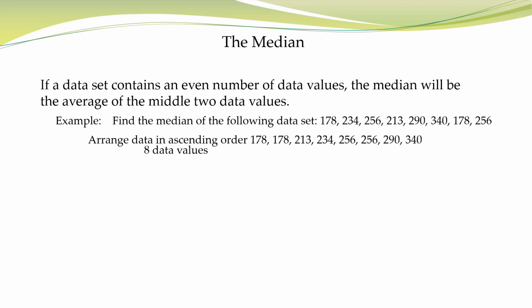There are 8 data values. 8 divided by 2 is 4, so there's going to be 4 on the left, 4 on the right. But now, there is no data value in the middle. So what I have to do is find the average of the middle two data values. So I find the average of 234, 256, which is 245.